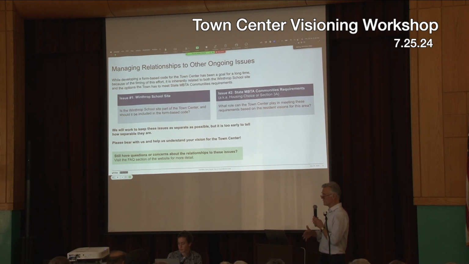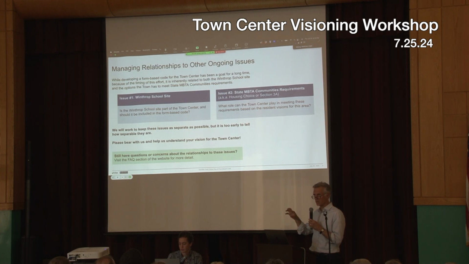As many of you know, there are some complicated issues that are related to this effort. You know that there are plans or not plans for the Winthrop school site that may or may not bear on what's happening generally in the town. It's an important issue. And then, as many of you know, there is this state requirement called MBTA Communities 3A. It's a law that requires communities like Hamilton that are served by public transportation to create a zoning district that allows a certain amount of multifamily units.